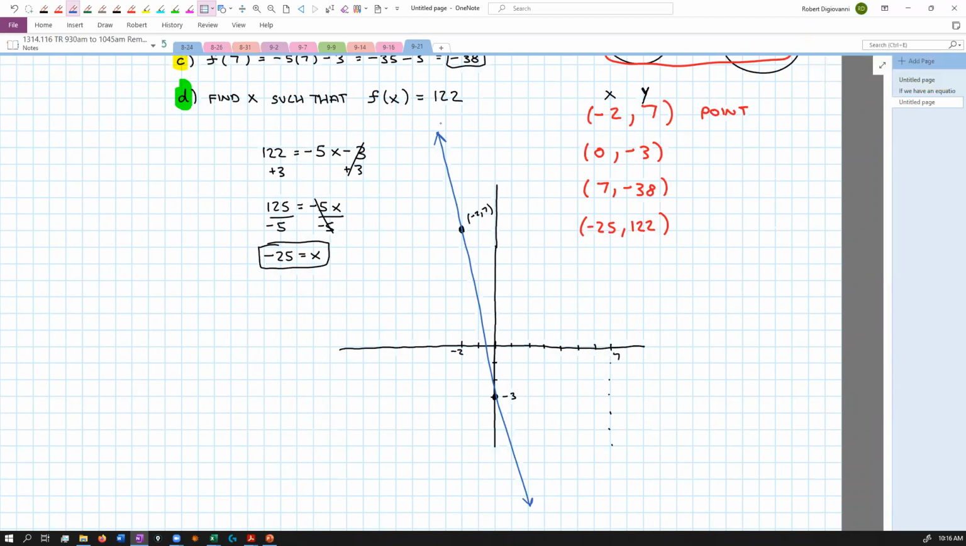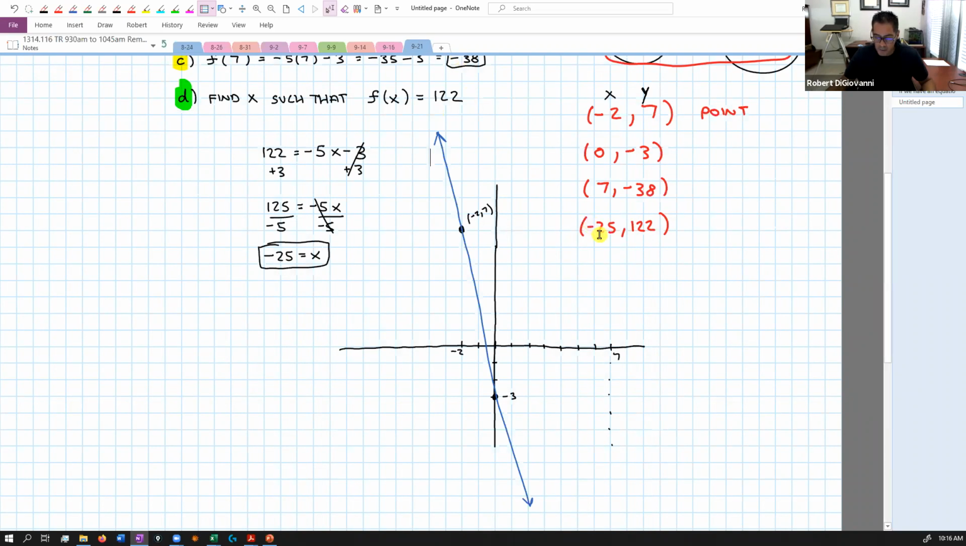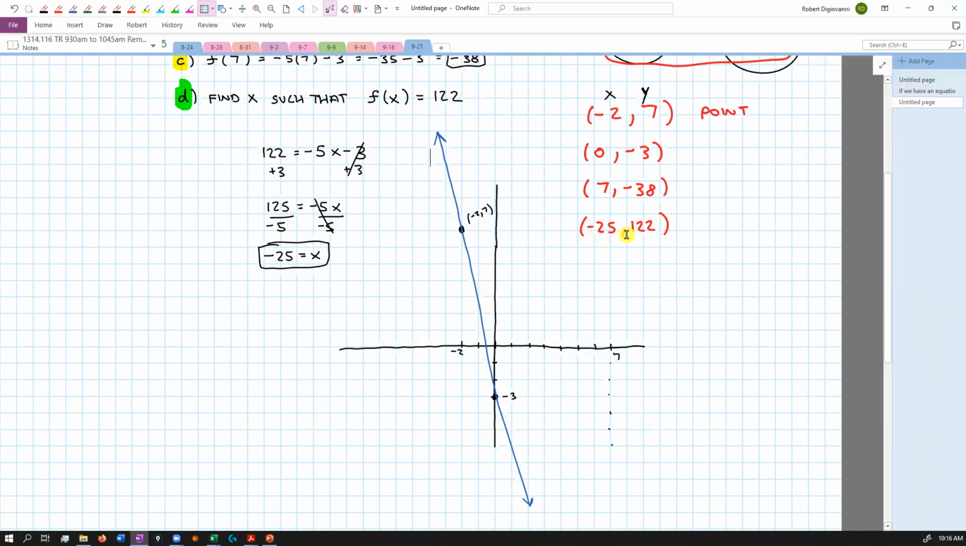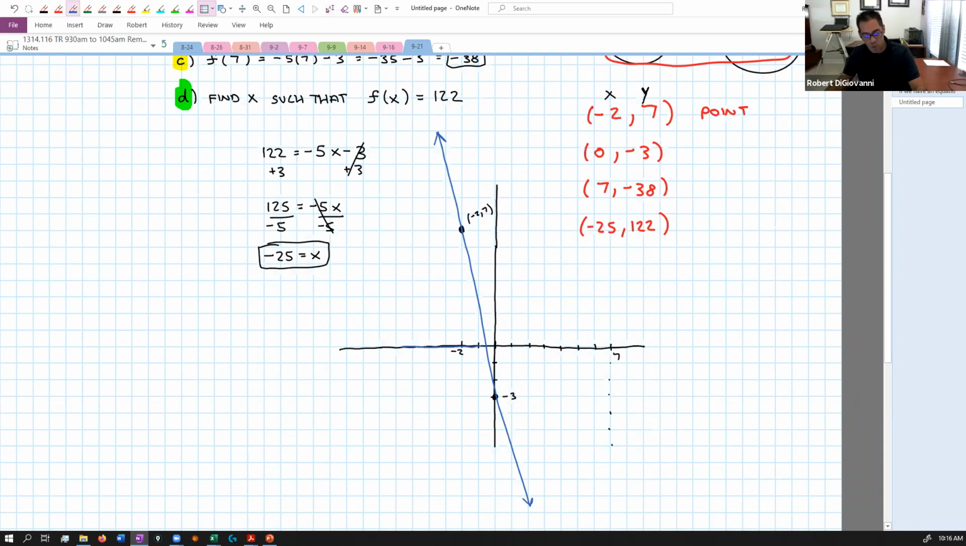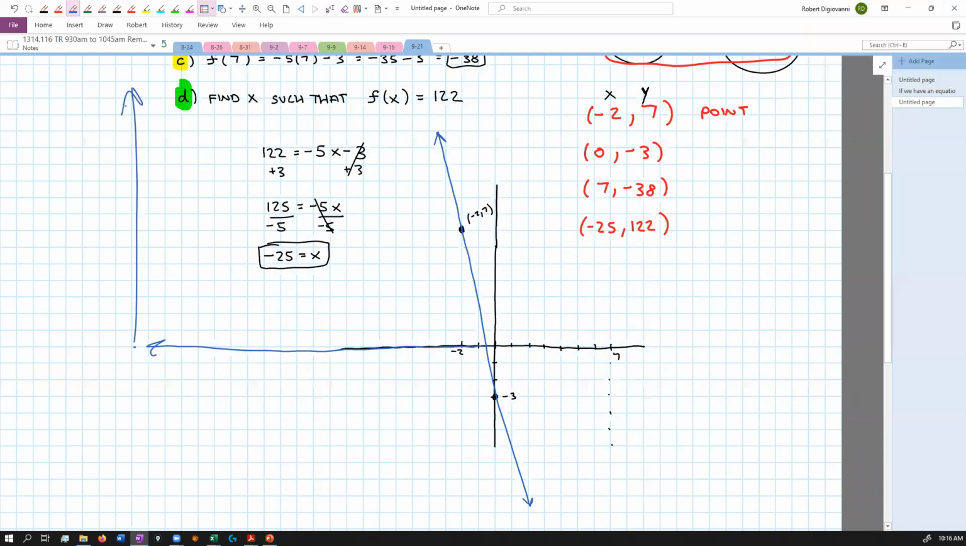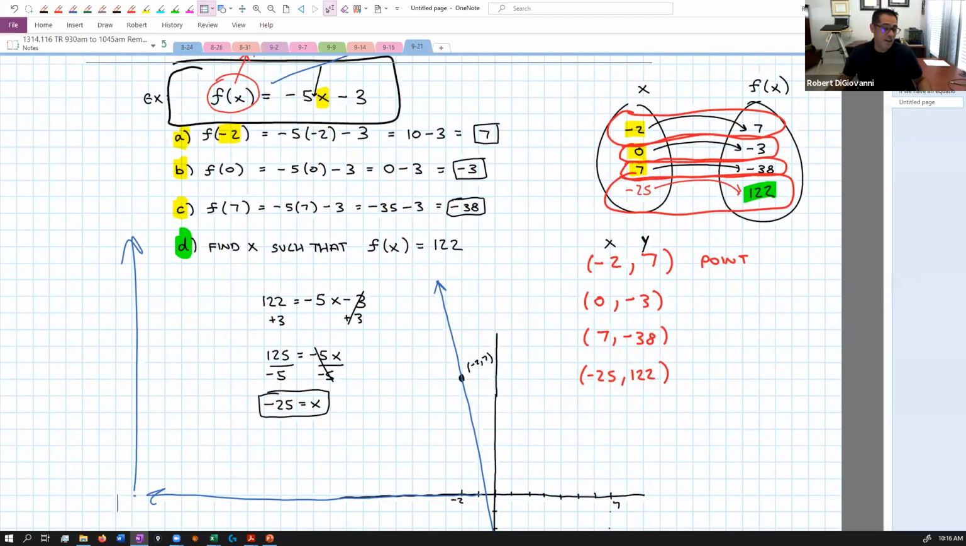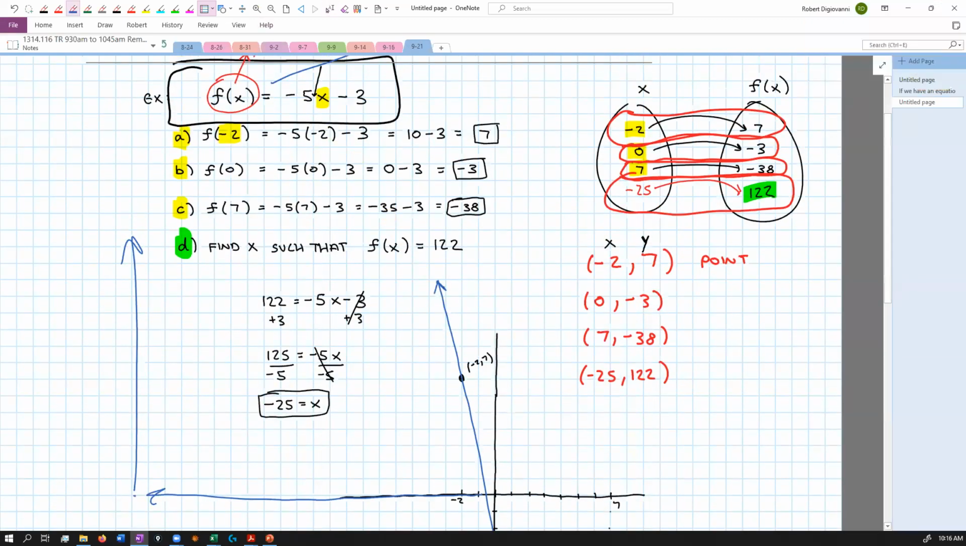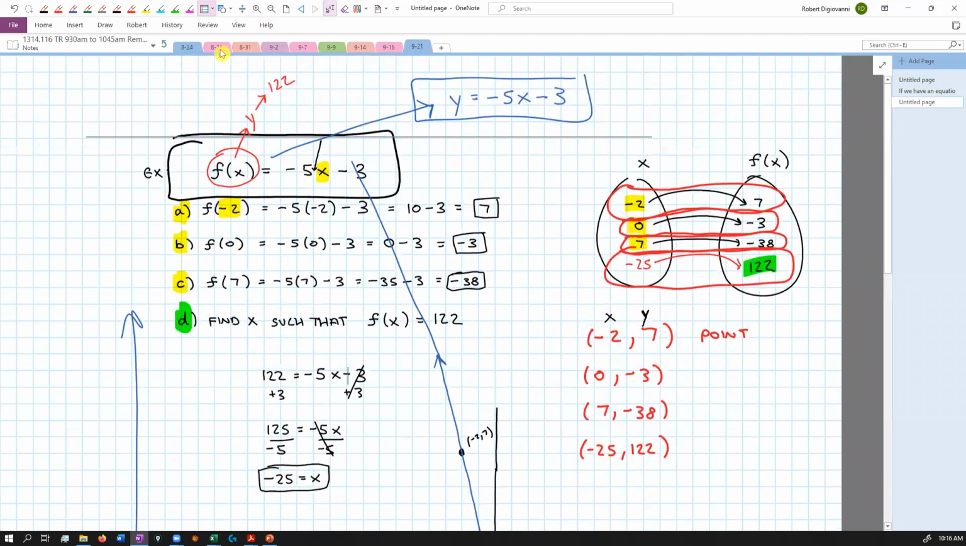What about when it goes to the negative 25? Pardon me? The last one is negative 25. Yeah, so I would have to go way out here to negative 25, and then go up 122. And that line would eventually get there, right? It's going to keep going and going, and eventually I will hit that point over there somewhere.